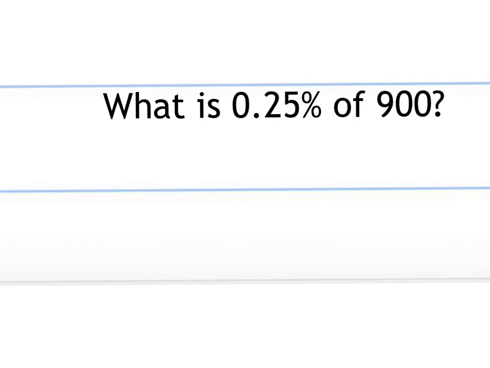What is 0.25% of 900? So this is less than 1%. 0.25% is less than 1%. It's really close to 0%, actually. So it's going to be a small number, but we have 900, so it'll make it not teeny tiny, but it's a very, very small portion of 900.